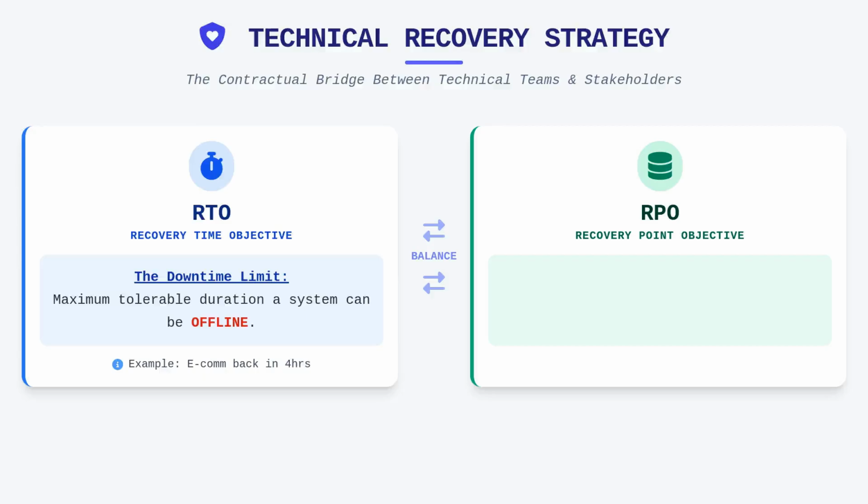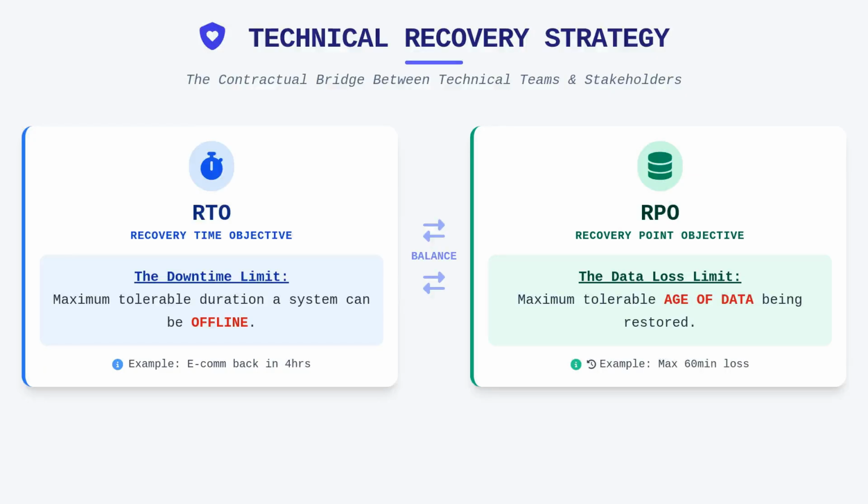Conversely, the recovery point objective defines the maximum tolerable age of the data being restored, which essentially dictates the granularity of your backup strategy. If an organization has an RPO of 1 hour, then your backup architecture must ensure that the data loss does not exceed 60 minutes of transactions.